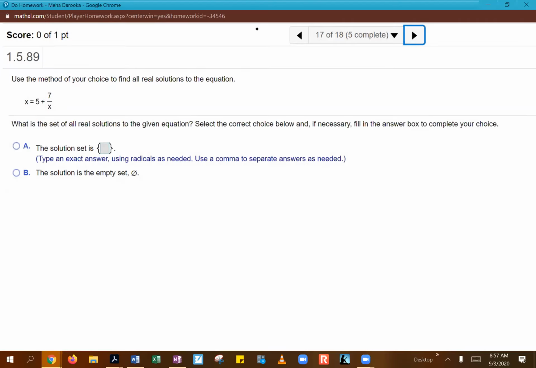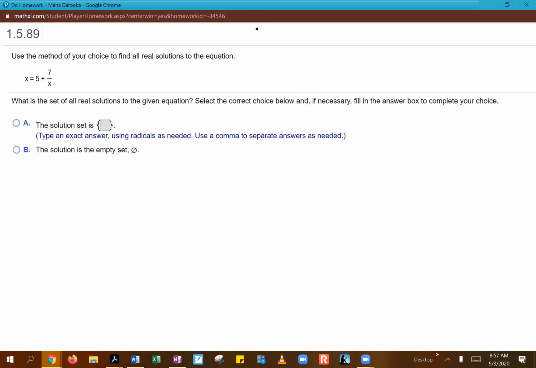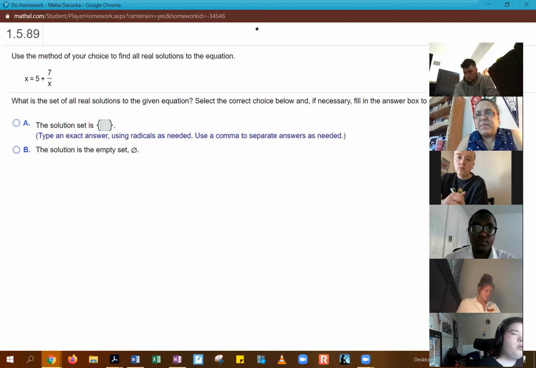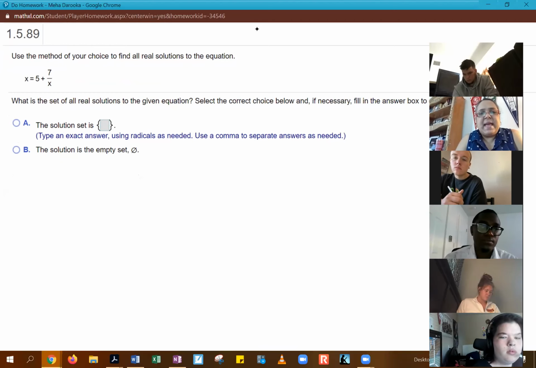This next example here is the same thing. They're asking you to choose a method that you want to use over here. Now, before you are able to start solving this, what do you think should be the first thing we need to do in this example here? You're given x equals 5 plus 7 over x.